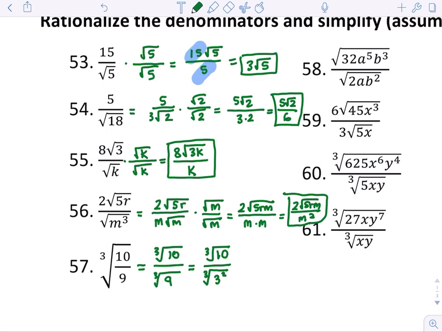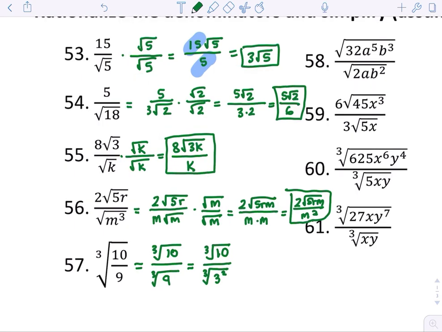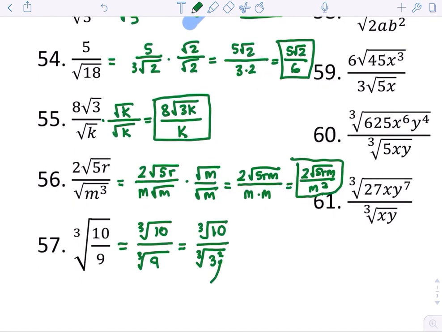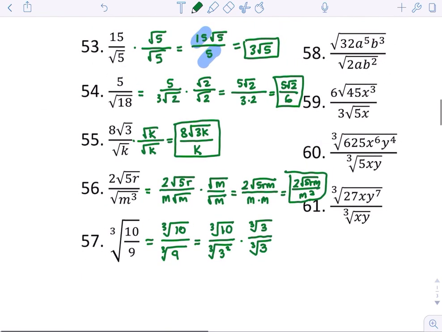It is, right? So if 9 is 3 to the second power, and remember, we need this to be a power of 3, then all we have to do is just multiply top and bottom by the cube root of 3. Because if we do that, we're going to get cube root of 30 all over the cube root of 3 to the third power. And that's simply going to be cube root of 30 all over 3, which is your answer.